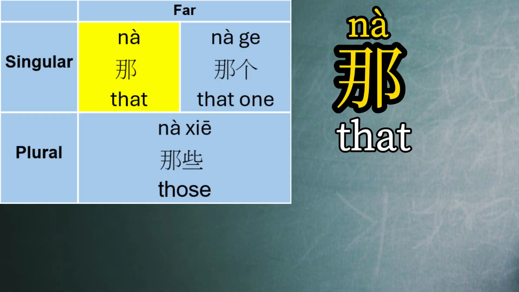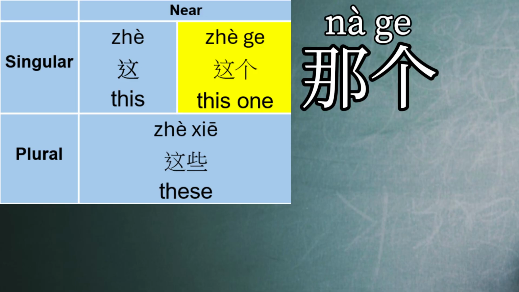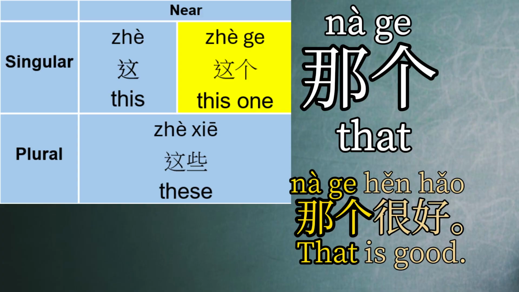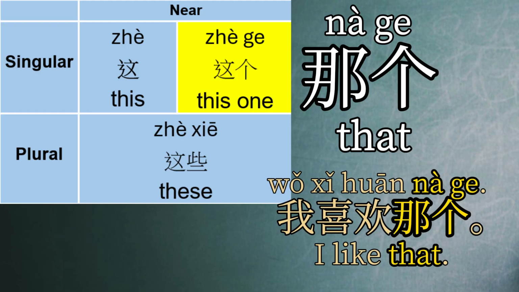那个, that one. 那个很好, that is good. 我喜欢那个, I like that.